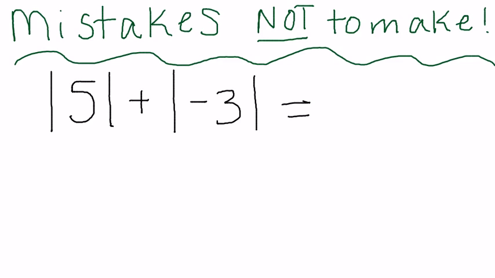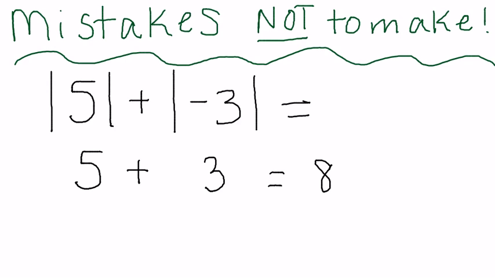Another mistake not to make when working with absolute value numbers is when you're adding two numbers that have the absolute value symbols around them, you need to evaluate the absolute values before you add them. So the absolute value of 5 is 5, plus we need to find out the absolute value of negative 3. We remember the absolute value of negative 3 is a positive 3. So now we can add 5 plus 3 equals 8. What we don't want you to do is accidentally subtract when you see the negative symbol inside the absolute value for the 3.